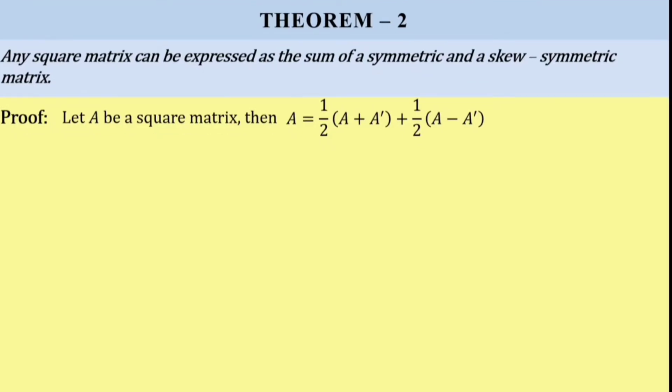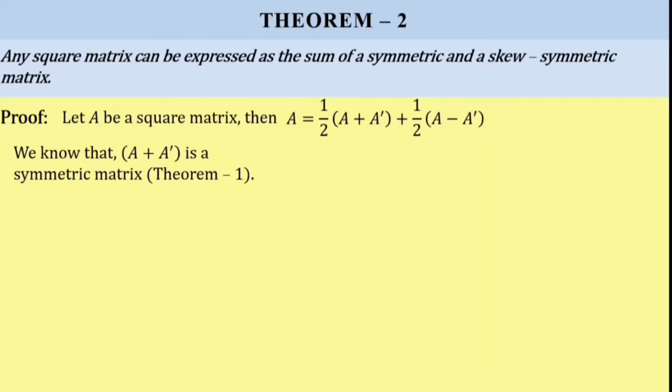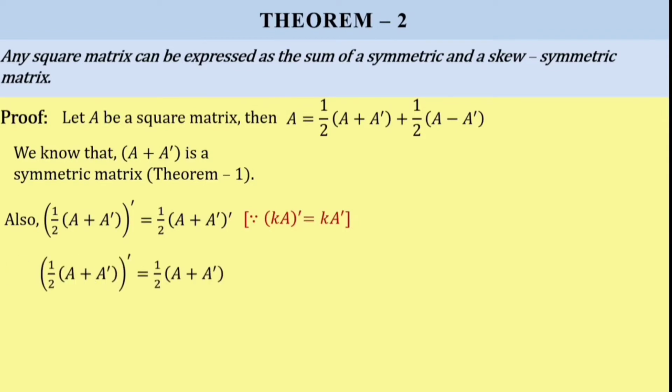Take the first part of the equation, that is half into A plus A dash. We already know that A plus A dash is a symmetric matrix. We have proved that in theorem 1. Using that, we can prove that half into A plus A dash is also symmetric. Using the property that we had learnt in the transpose of matrices, you can take out half from the brackets and we'll be left with half into A plus A dash the whole dash. And since we know that A plus A dash the whole dash is equal to A plus A dash, from theorem 1, we can prove that the first part of the equation, that is half into A plus A dash, is a symmetric matrix.